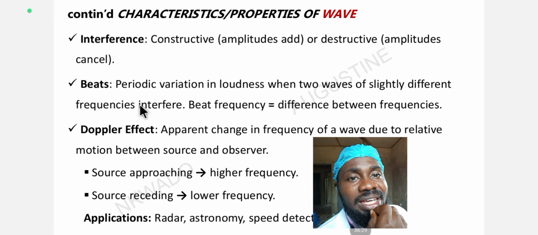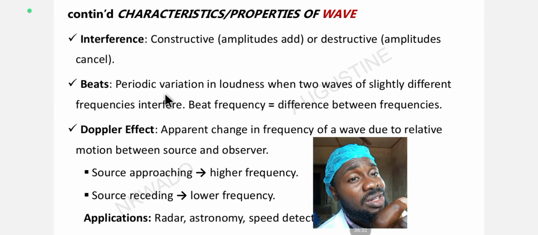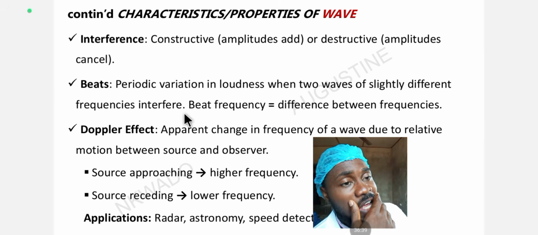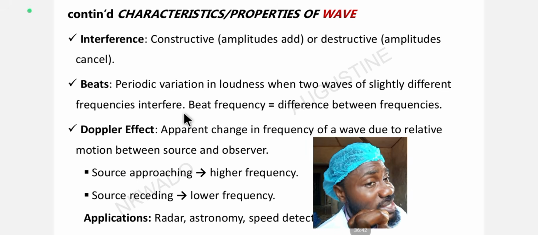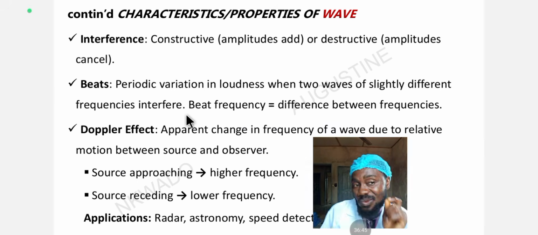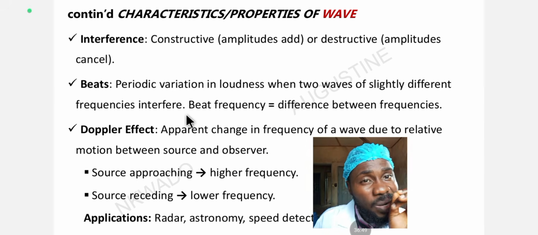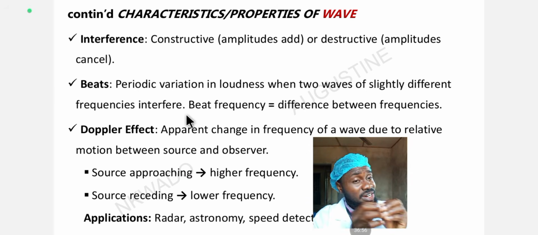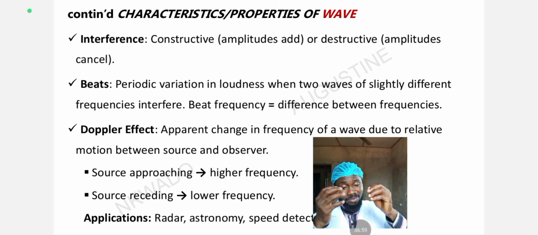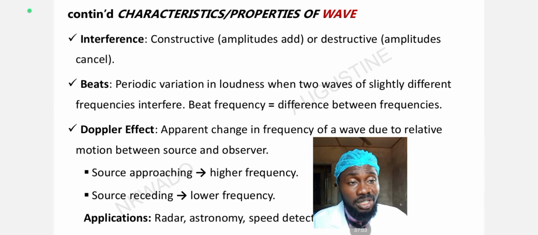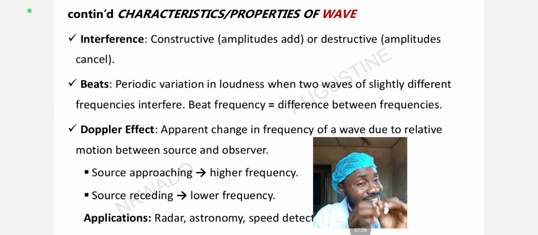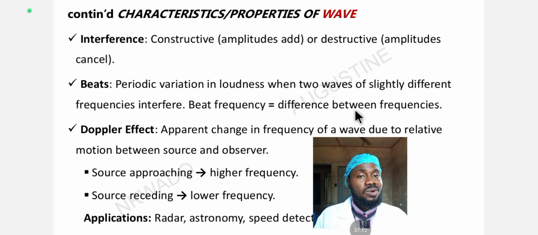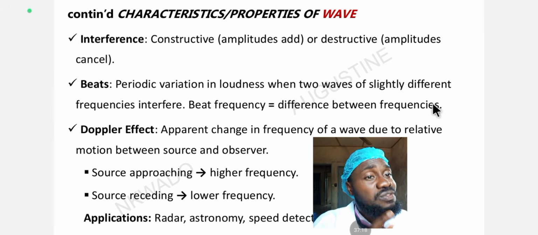Now let's look at beats. What is beats? Beat is the periodic variation in loudness when two waves of slightly different frequencies interfere. When the difference in frequency is just slight, beat is formed: a periodic varying loudness. You hear something that is arranged, periodic. So there's a slight difference in frequency, and beat frequency is equal to the difference between the frequencies.